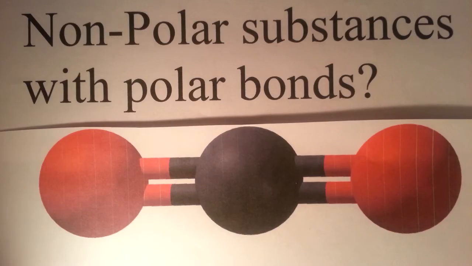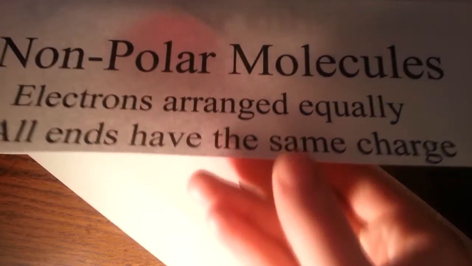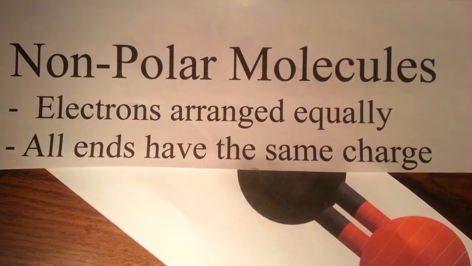So how can a nonpolar substance contain polar bonds? To begin answering this question, we first need to know what a nonpolar molecule is. A nonpolar molecule is a substance in which all of the electrons are arranged in such a way that they are distributed symmetrically and equally, which means that both ends of the bond will have the same charge.